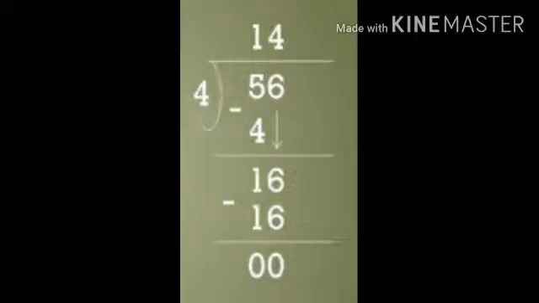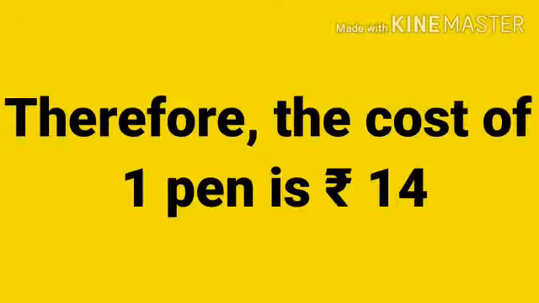So 56 divided by 4, 4 1 times is 4, so 5 minus 4, the answer is 1. 6 will be carried forward. We get 16. 4 4 times is 16, so 16 minus 16, the answer is 0. Therefore, the cost of 1 pen is rupees 14.